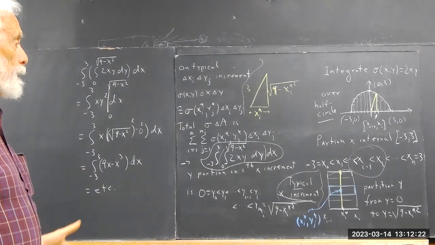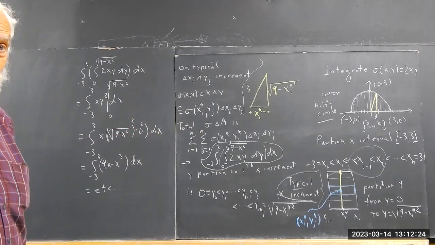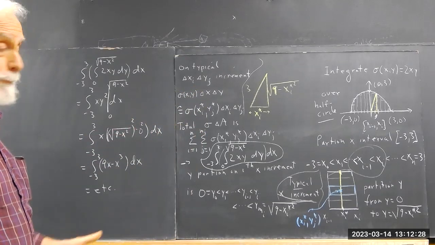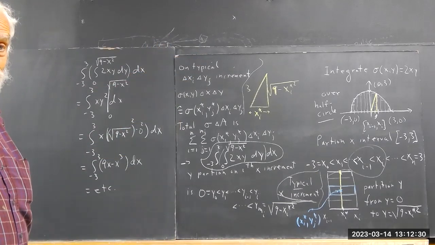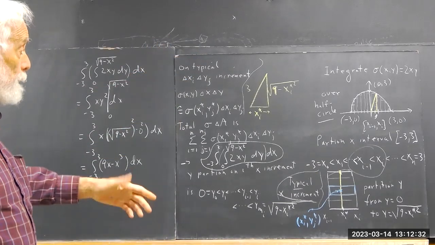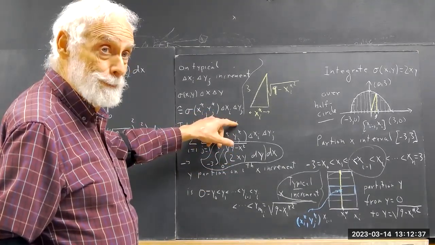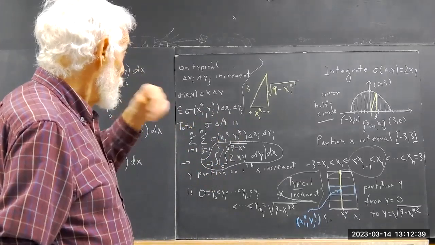Now, if we wanted to get the area of this thing, what would we do? Well, we'd leave out the sigma of xy. We just do the integral of the area increments. Okay. Well, let's look at that.